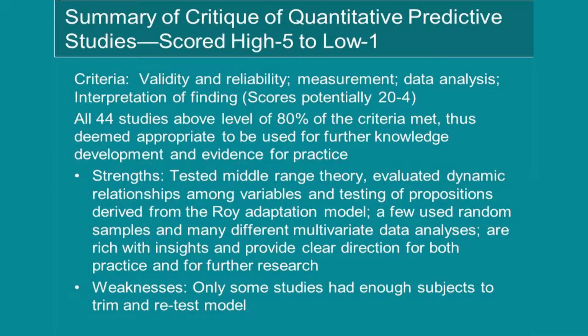I would point out that our criteria had to do with whether they would move on to the next step of knowledge development. Strengths noted were that these studies tested, many of them, middle range theory. They evaluated the dynamic relationships among variables and testing of propositions derived from the Roy adaptation model. A few used random samples and many different multivariate analysis techniques. They are rich with insights and provide clear direction for both practice and for further research. Weaknesses, for example, only some studies had enough subjects to actually trim and retest the model.